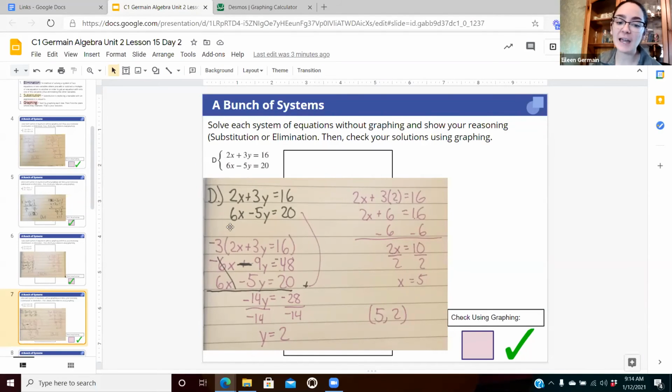If we look at this guy here, this 2x, 2 times 3 gets me 6x. So if I multiply this first equation by 3, but I need them to have opposite signs. So we're going to have to multiply it by negative 3. We're going to have to distribute a negative 3 to all 3 terms here.